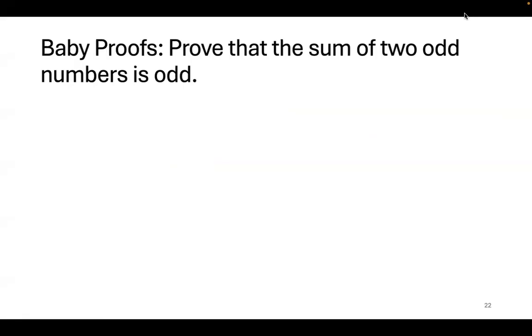Okay. So the intro proofs, which I think is one of the homework problems as well, is to prove that the sum of 2 odd numbers is odd. So let's think it through and then we'll add some words to make it a more formal proof. We want to prove that the sum of 2 odd numbers is odd. And so we start with, what do we start with?